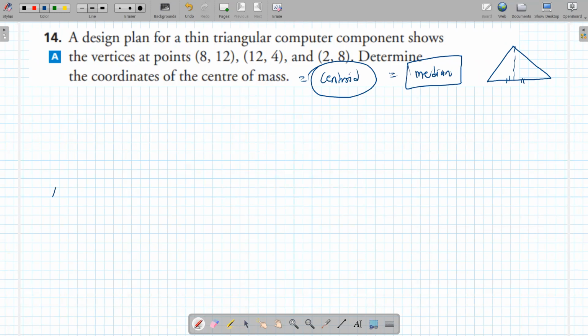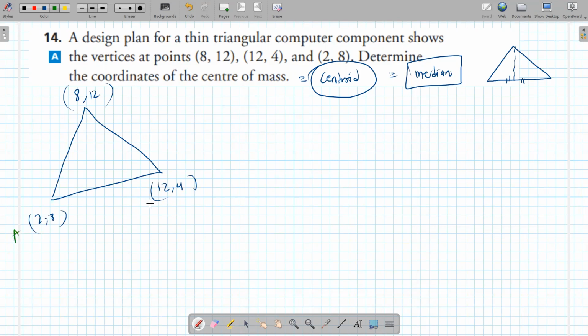All right, this one we're just going to save some time. Let's say this is (12, 4). Let's say this is (2, 8). And let's say this is (8, 12). Rough sketch, doesn't matter. We'll call this A, we'll call this B, we'll call this C. We'll call this midpoint D. We only need 2, like we did in the previous question. You could do more, but you only need 2.